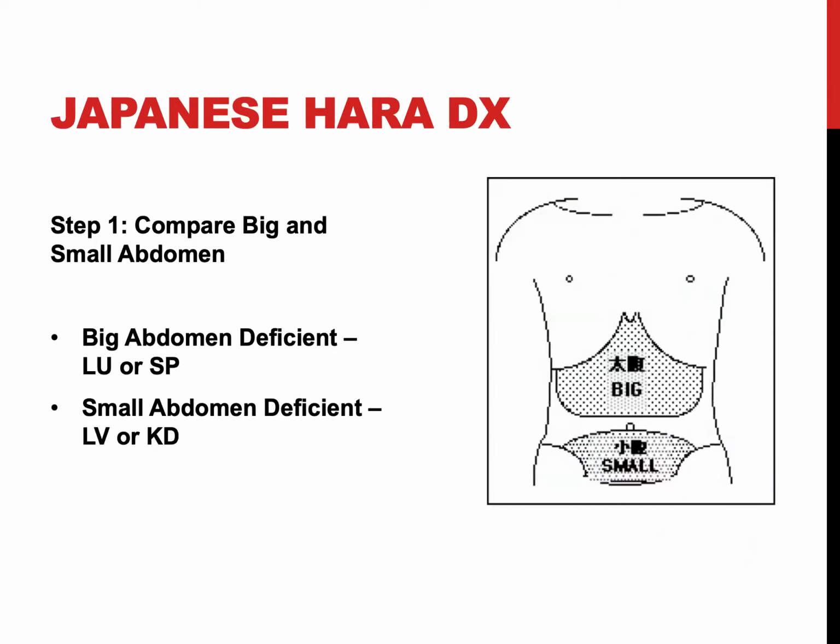Okay? So let's go to Japanese hara diagnosis. Step 1, compare big and small abdomen. Yan po sa drawing, tingnan po ninyo. Big abdomen deficient, it is lung or spleen. Kapag small abdomen deficient, it is liver or kidney.